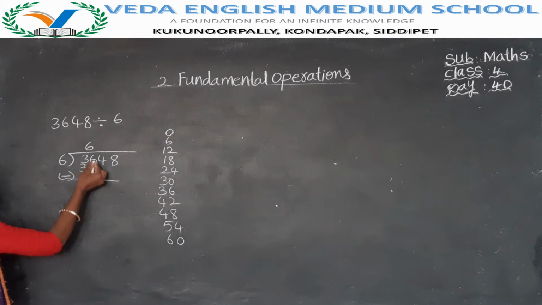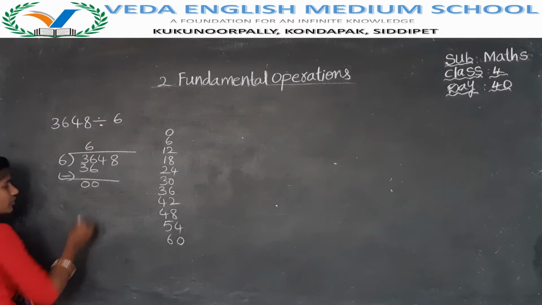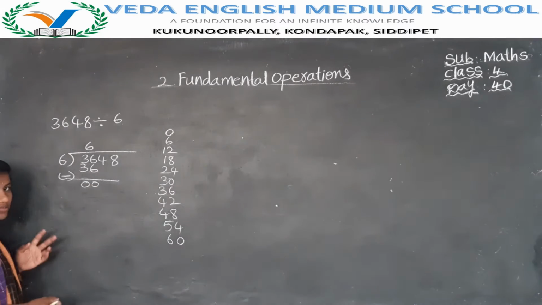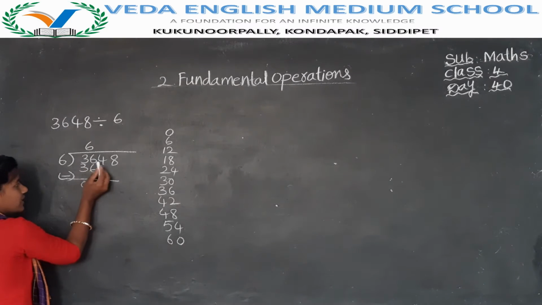Now subtract. 6 minus 6, 0. 3 minus 3, 0. Here we got 2 zeros. Now 36, the 2 digits, has been completed.